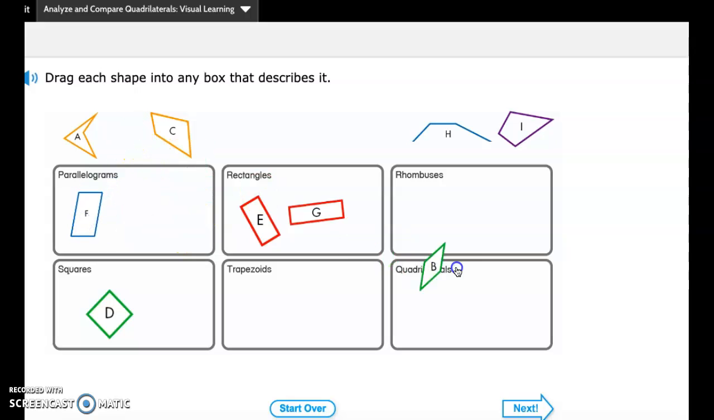A rhombus, we know a rhombus has four equal sides. A square has four equal sides with four right angles. Here is a right angle. A right angle would make a perfect square.